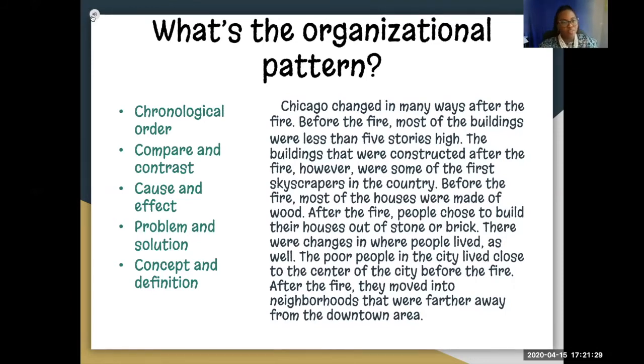Now, you guys know the drill by now. We have our 30 seconds to figure out which one it is with our signal words.